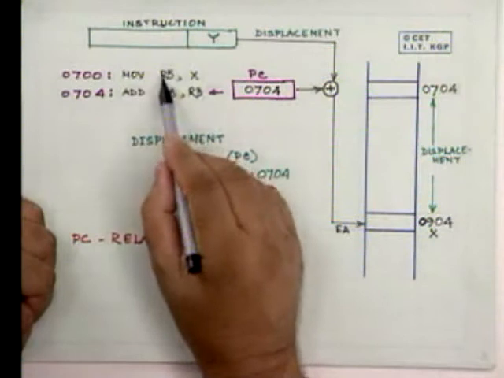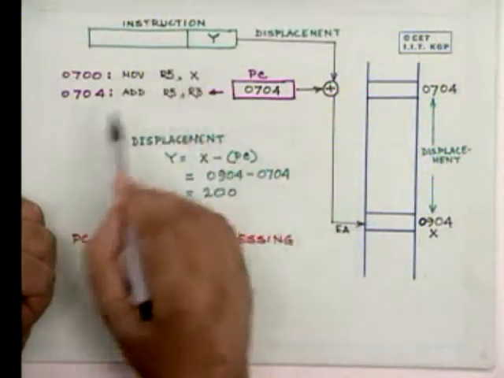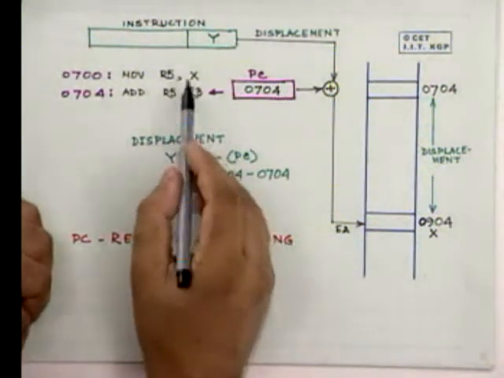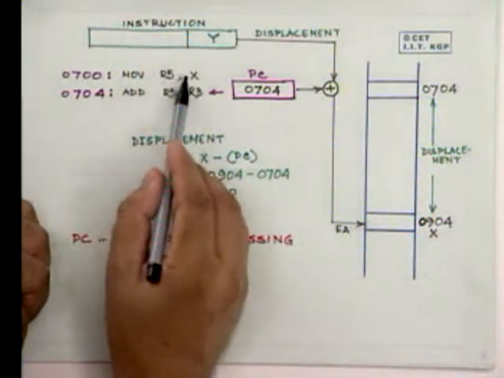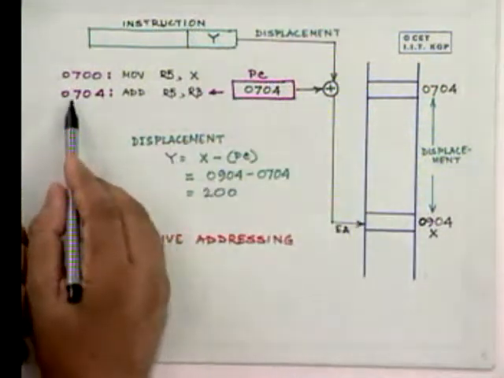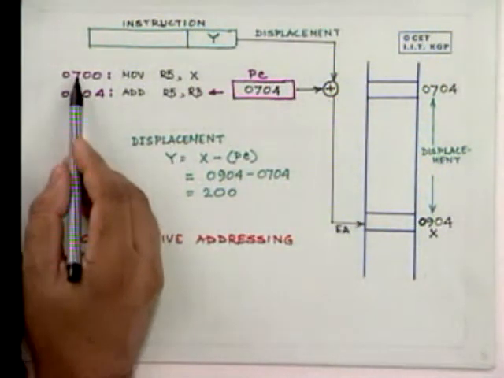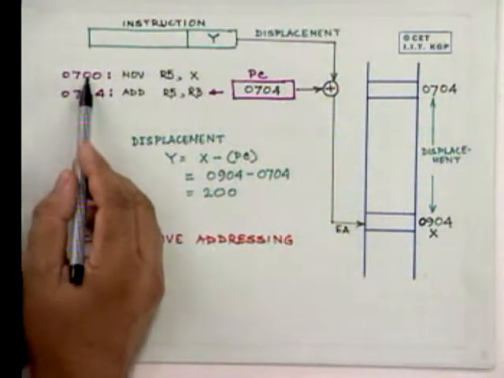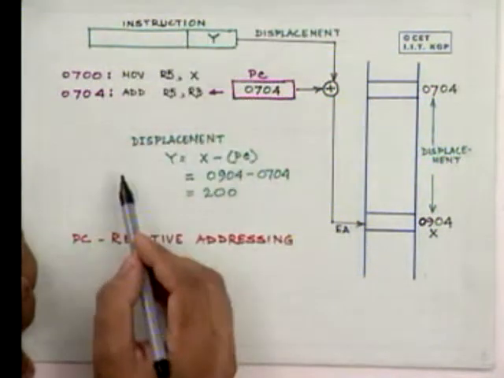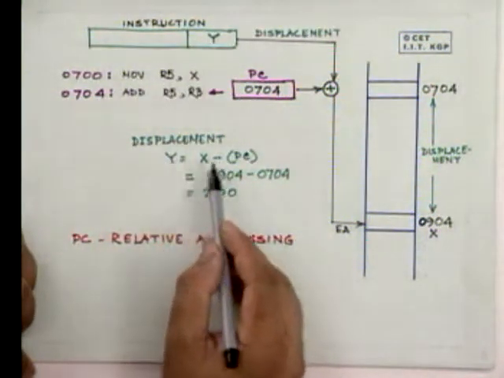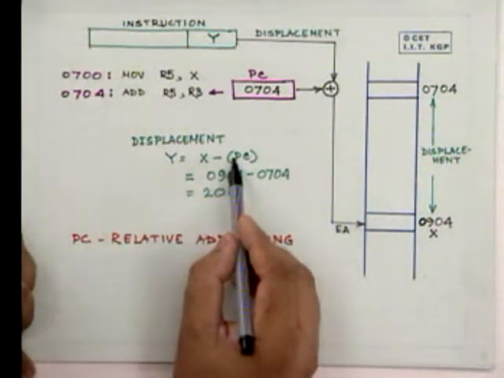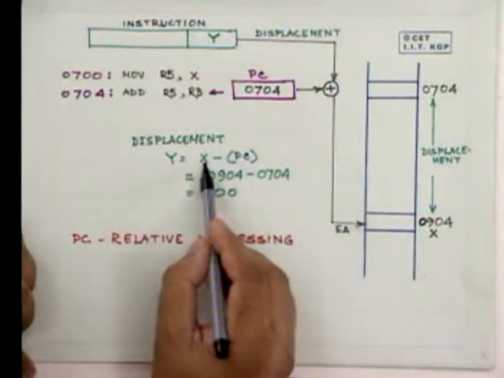Say move x to R5, we took this to be a direct addressing, x is a direct addressing, okay. Now what we can do, let's see that when this particular instruction is being executed, the program counter will be pointing to the next instruction, okay, which is at location say 0704, if we assume that this instruction is at the location 0700, right? Now instead of keeping x in this instruction, what we can do is this: we take the absolute location of x, okay, subtract the content of program counter from x, okay.